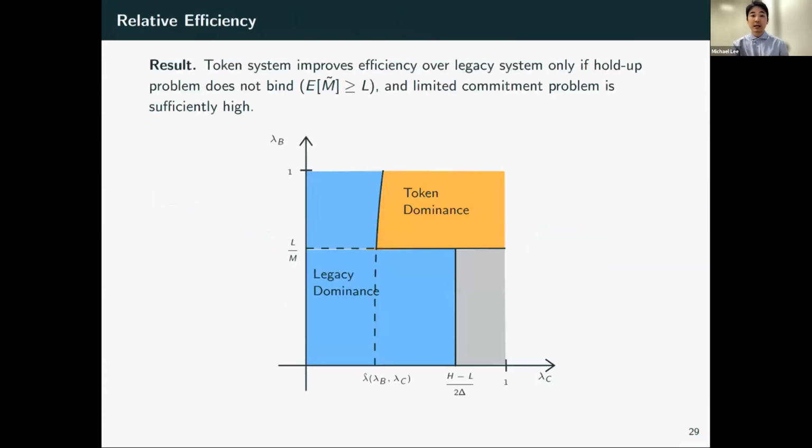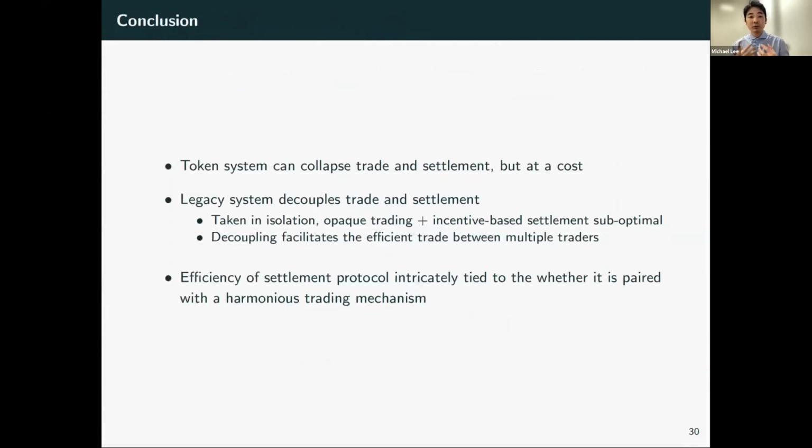Now, putting this together, this means that the token system improves efficiency over the legacy system only if the holdup problem doesn't bind and only if the limited commitment problem is sufficiently high. Now, together, what we're showing here is that the token system can collapse trade and settlement, completely eradicate settlement uncertainty, but it comes at a cost.